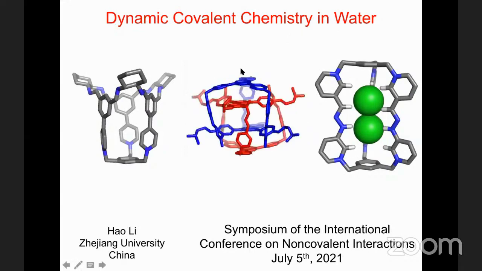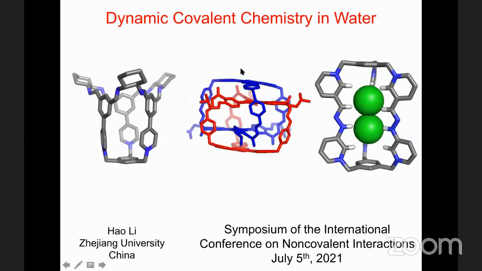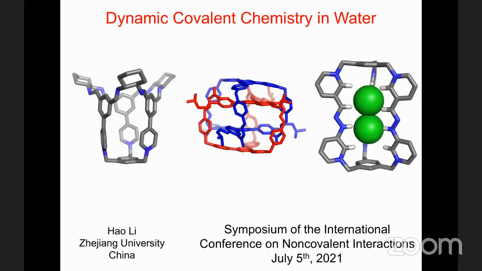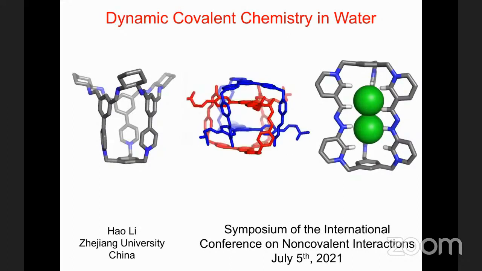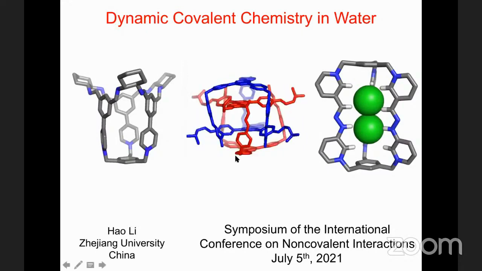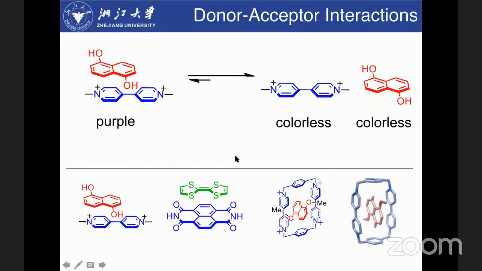Okay, go ahead. Okay, so today my story will be dynamic covalent chemistry in water. This is a symposium of non-covalent interaction, so I don't really have to introduce the so-called pi-pi stacking or donor-acceptor interaction. Basically, we have an electron-rich one and an electron-deficient one, which is a biology. They undergo pi-pi stacking, so charge transfer will occur from the donor to the acceptor. This is a typical pi-pi interaction, donor-acceptor interaction.